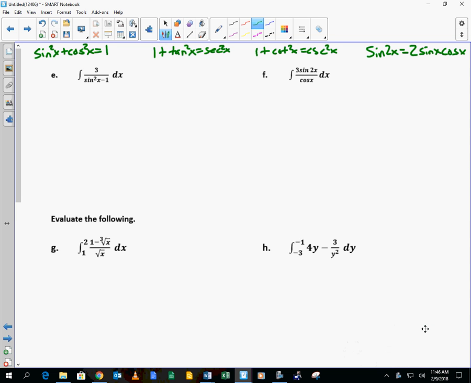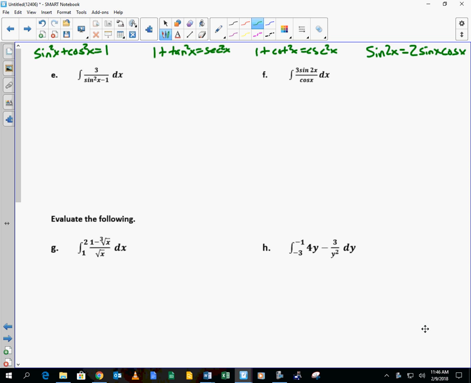So we look at problem E. We're trying to find the general antiderivative. This one looks a little bit more challenging. And so we're going to use a trigonometric substitution. These are four trig substitutions that you need to commit to memory. If you don't have them, you need to commit them to memory. Okay?